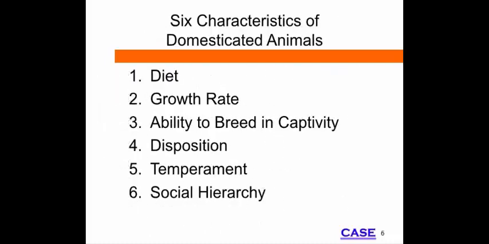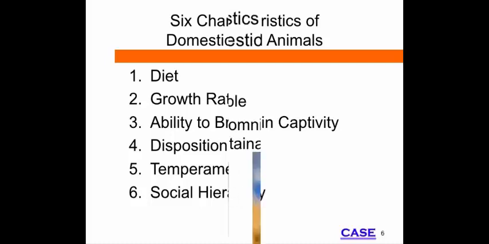The 6 characteristics of domestication are diet, growth rate, captive breeding, disposition, temperament, and social hierarchy. During this presentation, you will learn more about each one. Remember to take notes on these 6 topics.